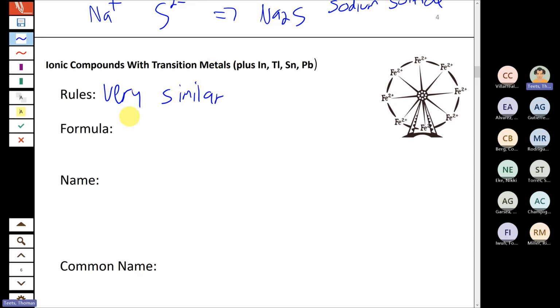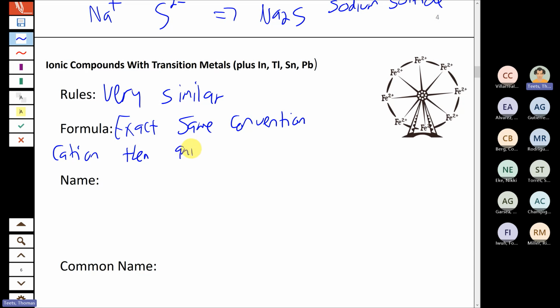The formula is exactly the same. We put metal first, non-metal second, lowest whole number ratio. So we just put cation first and anion in the correct ratio to balance the charges. The difference comes into play with the names of compounds that involve transition metals.